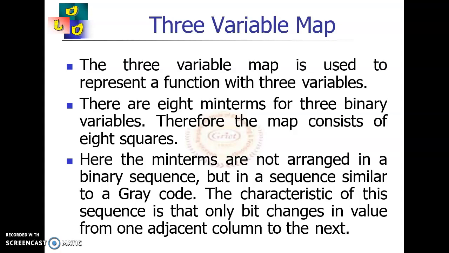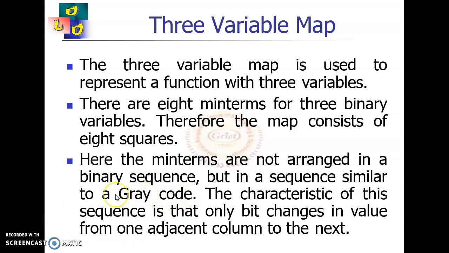As I said, a three variable map consists of 8 minterms. Why 3 variables? Whenever a boolean function has 3 binary variables, the K-map has 8 minterms, meaning the map consists of 8 squares. Here the minterms are not arranged in a binary sequence, meaning 0, 1, 2, 3, 4, 5, 6. Likewise, they won't be arranged. It is arranged according to the code called gray code fashion.